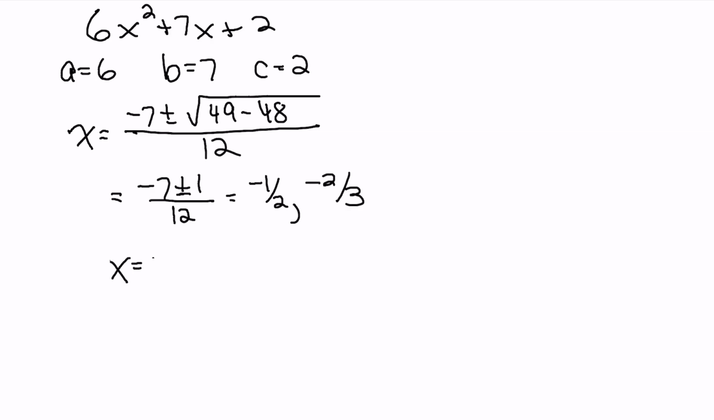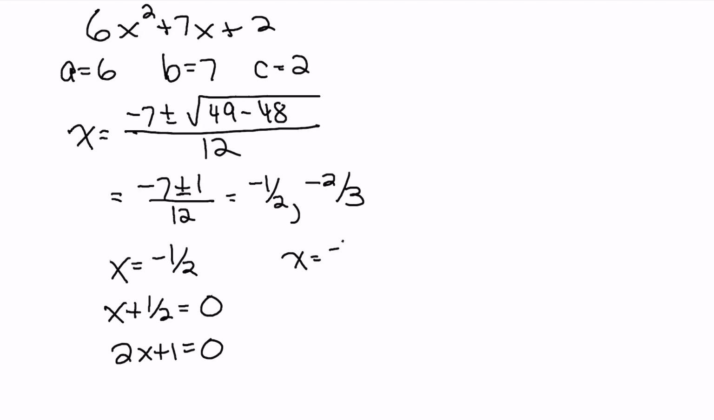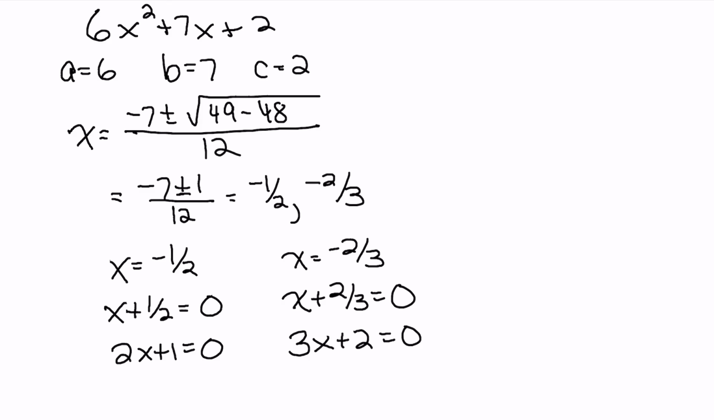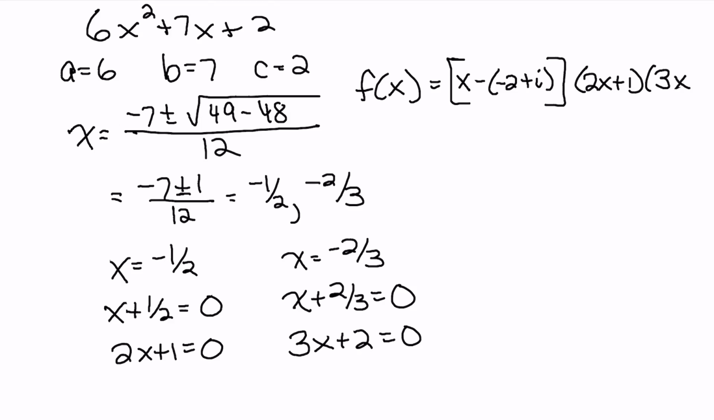So if x equals negative 1/2 for one of the zeros, x plus 1/2 is 0, 2x plus 1 is 0. Just multiply by 2. If x equals negative 2/3 for one of the zeros, x plus 2/3 equals 0. Multiply through by 3, 3x plus 2 equals 0. So now we officially have that f of x can be written in the form x minus the negative 2 plus i from earlier, we were given that, times 2x plus 1 times 3x plus 2. And now it's fully factored. Woohoo!